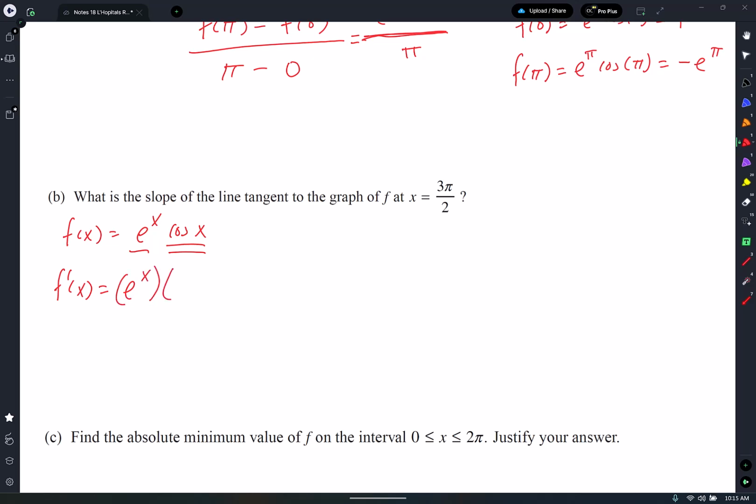What's the derivative of cosine x? Plus the second times the derivative of the first. What's the derivative of e to the x? You are done. Now you're doing simple arithmetic.